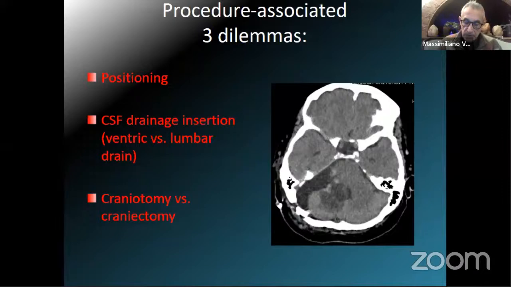Positioning, and we have spoken about it, the possible CSF drainage, or just the intraoperative CSF sucking in order to better expose the angle and also allow the cerebellum to be flattened according to the necessity of the surgeon. And the third topic is what to do, craniectomy or craniotomy.